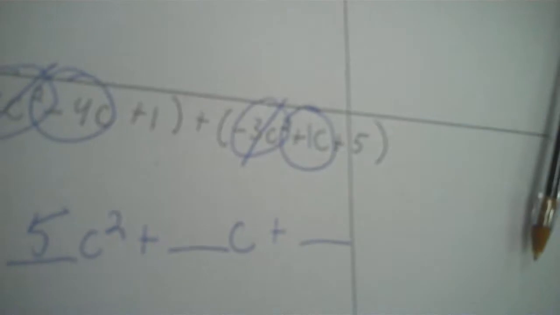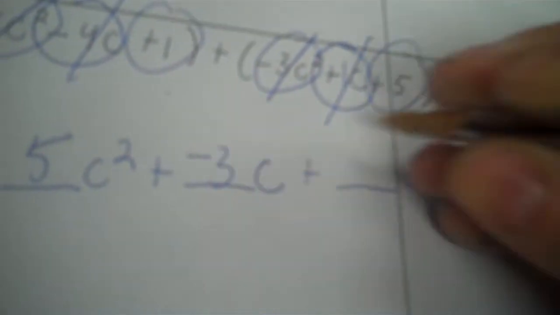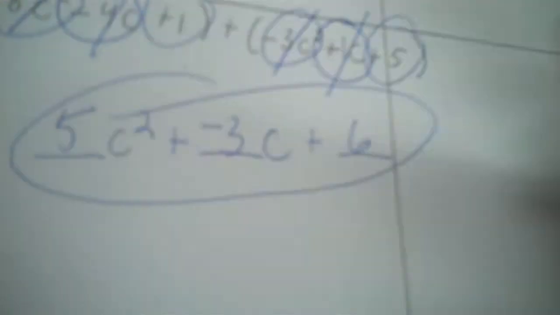Now c. Here's a c multiplied by a negative 4. And here's a c multiplied by a positive 1. So I add negative 4 and positive 1. That's negative 3. Then constants, that's stuff not 1's multiplied by nothing, 5's multiplied by nothing, so 1 plus 5 is 6. Okay.